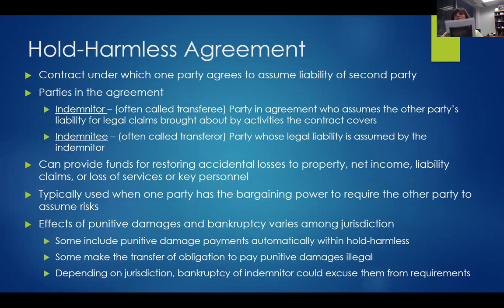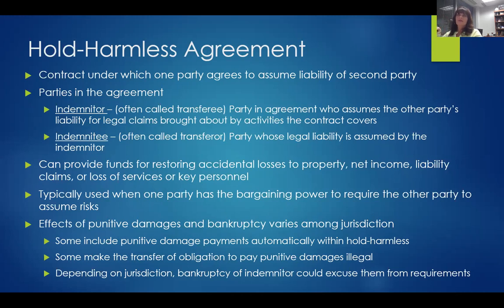So what is a hold harmless agreement? This is a contract under which one party is agreeing to assume the liability of a second party. I'm agreeing to hold you harmless in the event I do something wrong, or we jointly do something wrong potentially, but either way, I'm taking on responsibility for your responsibilities and liabilities while working with you. So there are two parties to this contract.